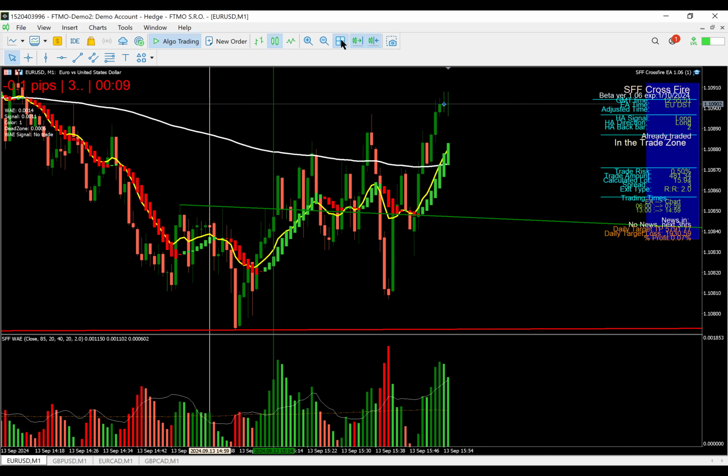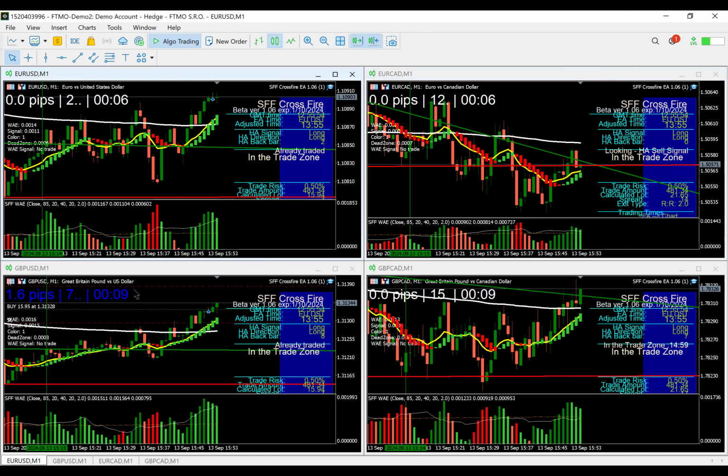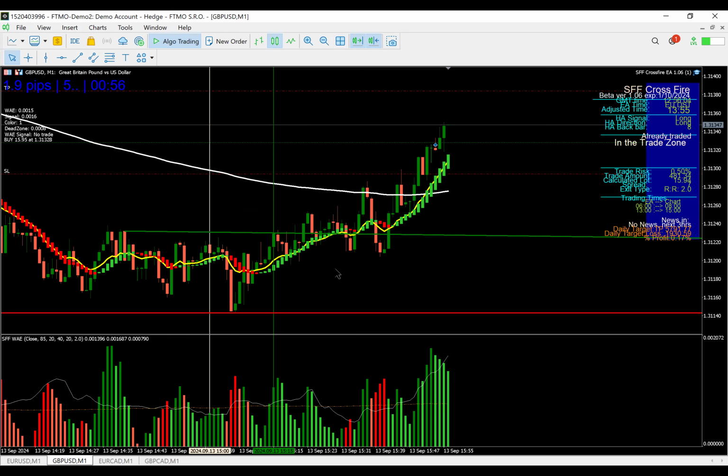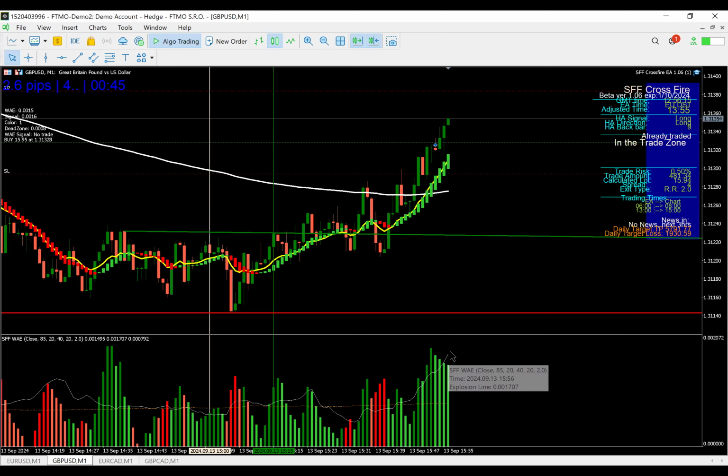Let's have a look, see if we can compare the two. So this one is moving a little bit better. I'm 1.8 pips up on that one. I'm aiming for 6 pips. And you see the explosion line is still pointing upwards, getting higher. That's giving me confidence to stay in. And this is moving up quite nicely. That's 3.5 or 2.5, I can't tell.